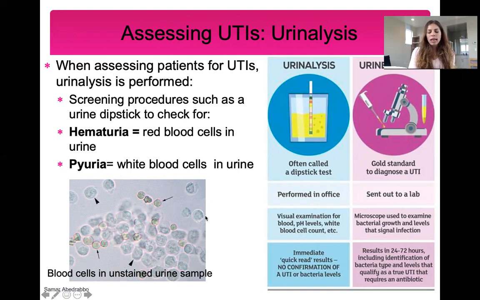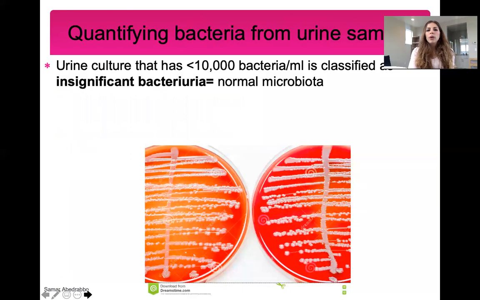Here's an unstained urine sample, and a good eye that's been trained can see white blood cells in there. You can also send a urine sample to look at it under the microscope, again, to look at bacterial growth and also blood. Hematuria is red blood cells in urine. Pyuria is white blood cells in urine. The way we quantify bacteria from urine samples is through counting colonies, and that's what you're going to do today.